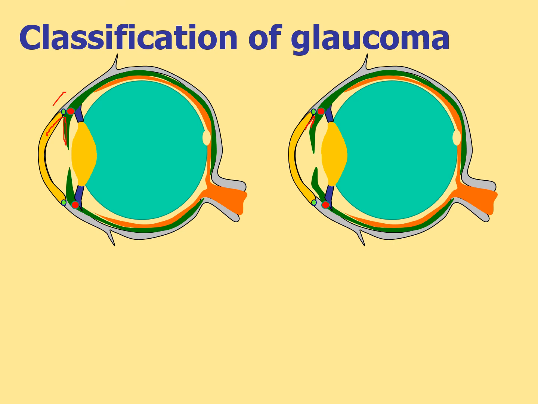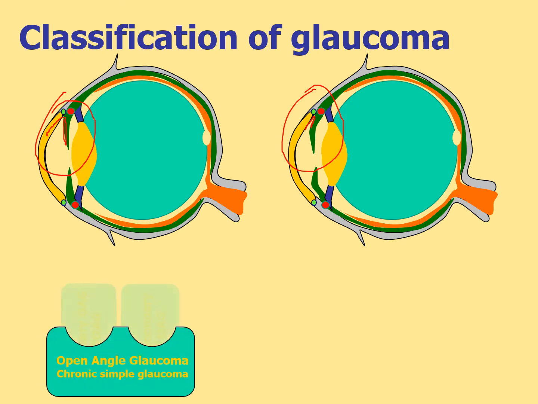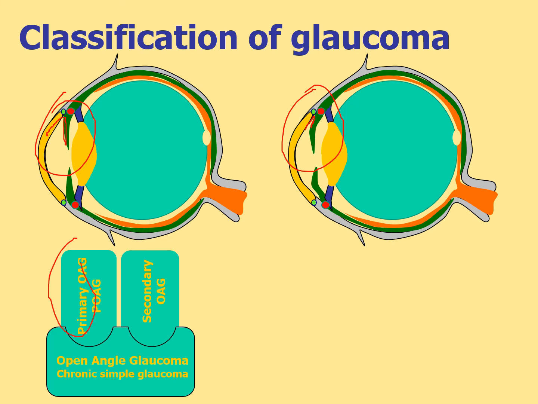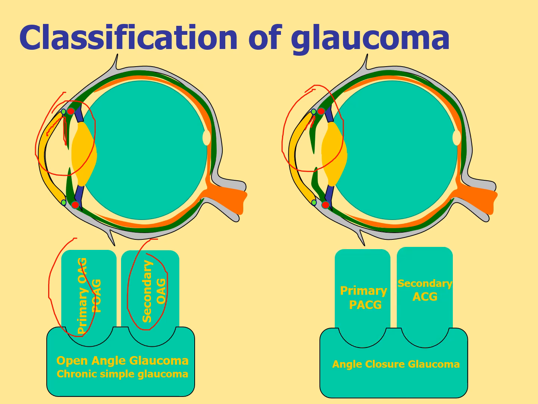So this is open angle glaucoma, this is closed angle glaucoma, and this is what we are going to discuss in section 3 and 4. Open angle glaucoma is then primary open angle glaucoma and secondary open angle glaucoma, and the closed angle glaucoma is primary angle closure glaucoma or secondary angle closure glaucoma, and this is what we'll discuss in the next 2 lectures.